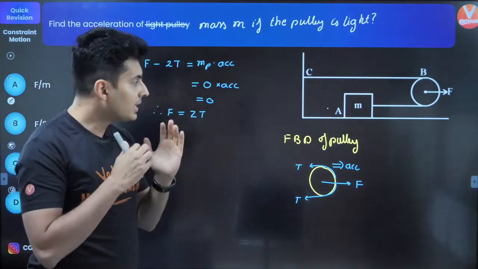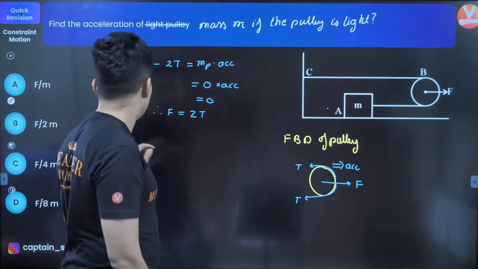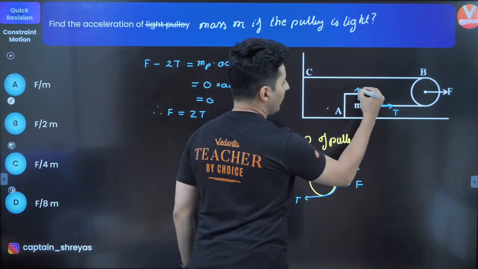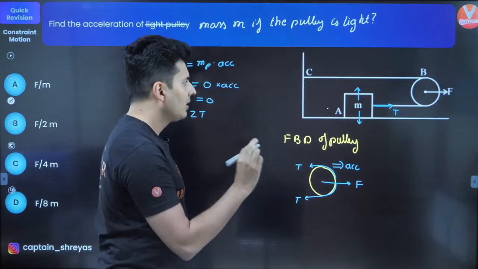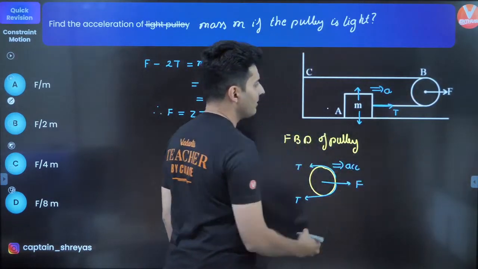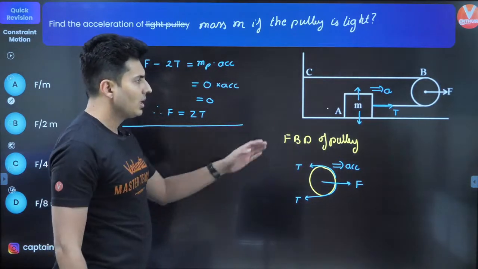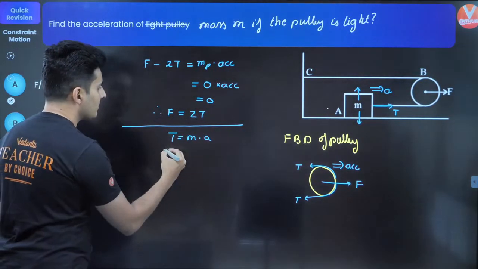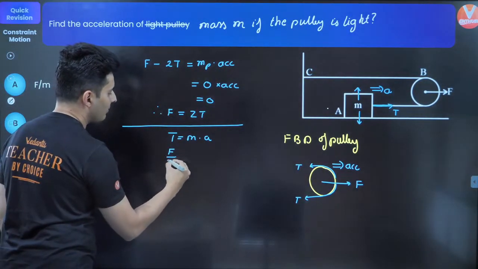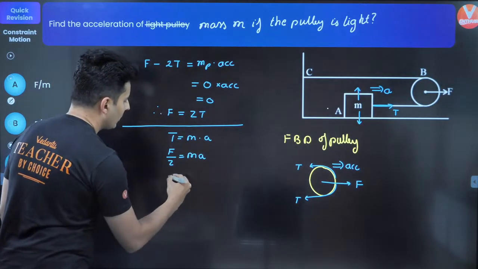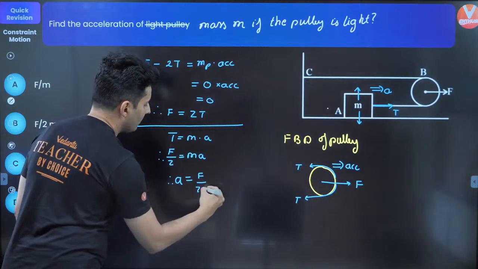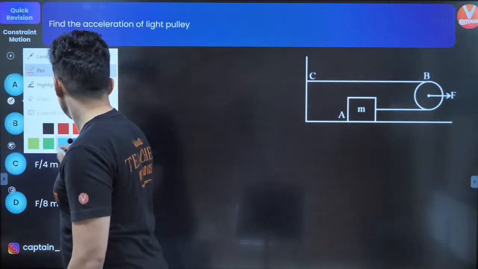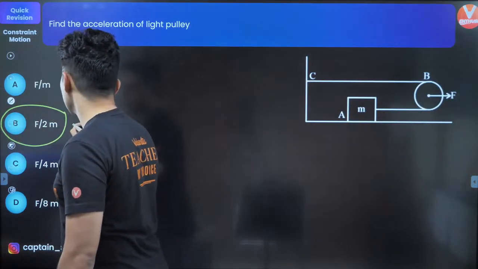Only in that case. Now, notice on that mass m, the only force acting is T, apart from the normal and the mg force. So this mass is definitely going to have some acceleration. If I do the same equations for m, T is equal to m times a, but T is nothing but F by 2, so F by 2 is equal to m times a. Therefore a is F divided by 2m. Hence the correct answer is F by 2m, which is this one. So this option is correct.